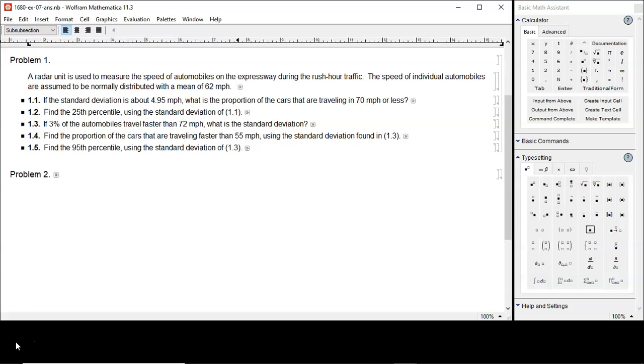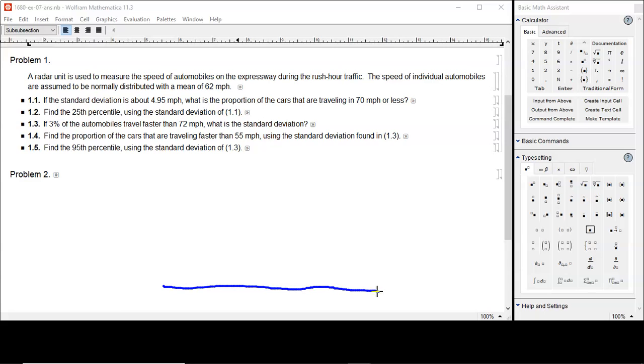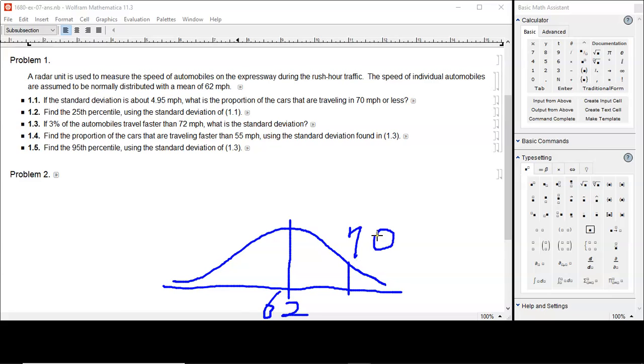Let's go ahead and do this. Oh, bad drawing. Let me try again. Okay, the mean is 62, and then 70 is going to be here, and 70 or less, so the shading is to the left. Does it make sense?